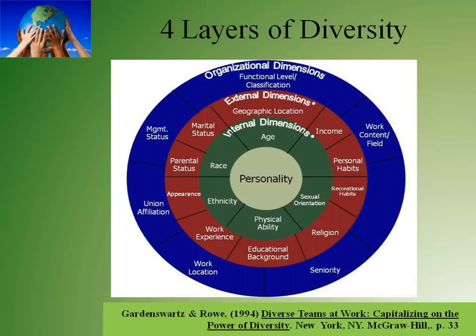For example, under the category of personal habits, an individual can be characterized as a night owl, but can still choose to get up early. Under the religion category, Jews can choose to convert to Christianity, and Christians can choose to convert to Judaism or Islam or Buddhism. The outside layer, organizational dimensions, includes areas that change over the course of one's career.